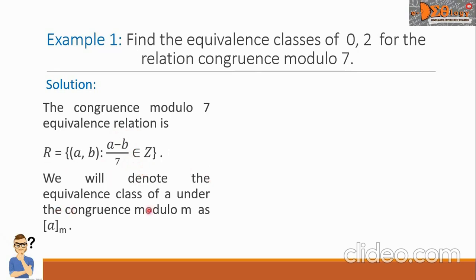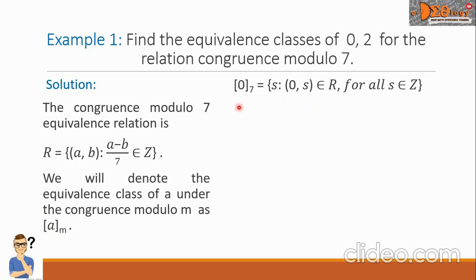We will denote the equivalence class of A under the congruence modulo M as this notation. A is enclosed in square brackets and a subscript M is given. Let us now define the equivalence class of 0 for the relation congruence modulo 7. As defined, the elements are S, such that the ordered pair 0S is an element of R, for all S an element of Z, the integers.